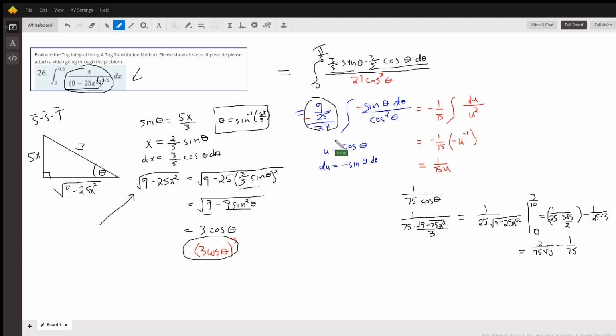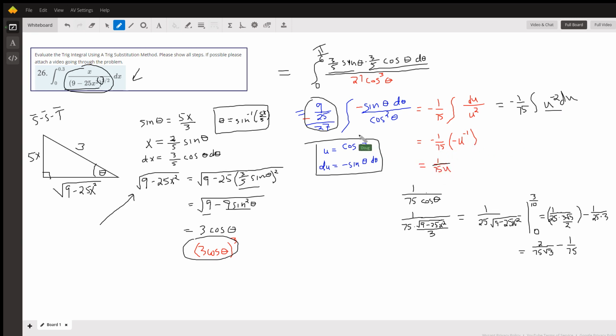Now, where did these minus signs come from? I'm going to use u substitution. Let u equal the cosine of theta, du equals the negative sine of theta. So I put a minus here and a minus out front. And minus 1/75 antiderivative of du over u squared, or negative 1/75 antiderivative of u to the minus 2 du. So the antiderivative here is minus u to the minus 1, which I can write as 1 over 75u.